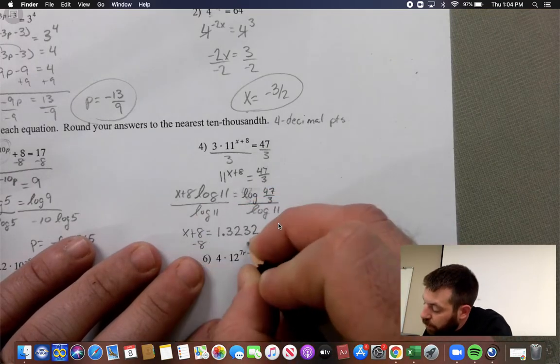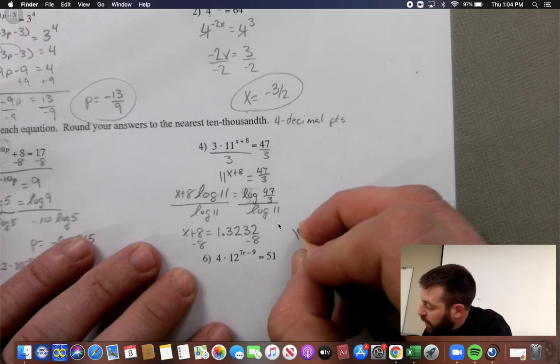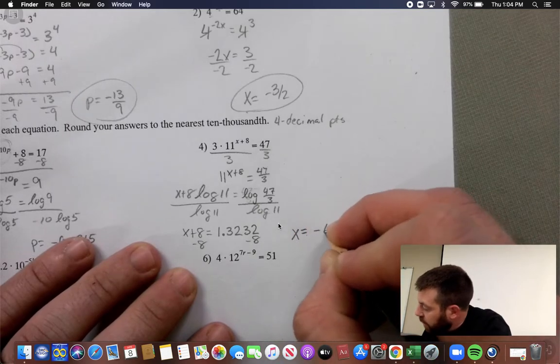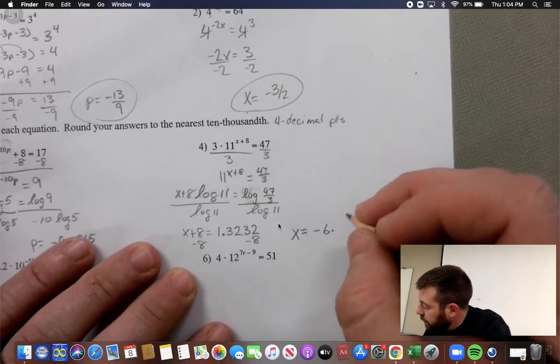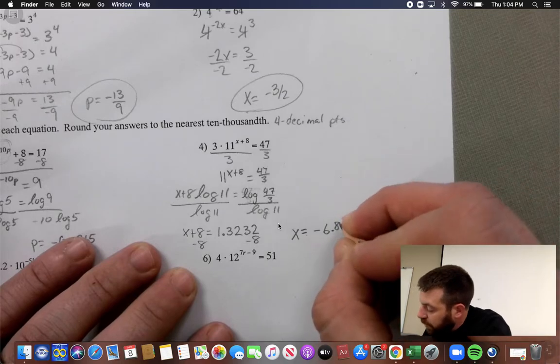Move your 8 over, so subtract it. And x is going to equal a negative 6.8525.